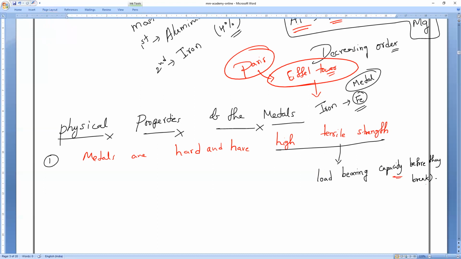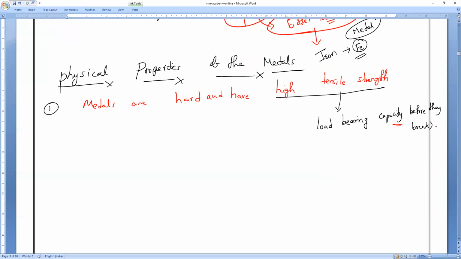Load bearing capacity before they break means, for example, let me take a balloon. How many of you know balloon? All of you can stretch the balloon like this. Am I right, all of you? We can stretch the balloon. Now I keep on putting liquid, or I keep on putting some load. The load keeps on increasing. So what will happen? At a particular point, the balloon will start breaking and the load will fall down. Am I right, everybody?